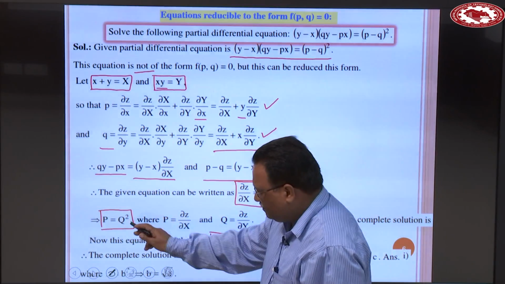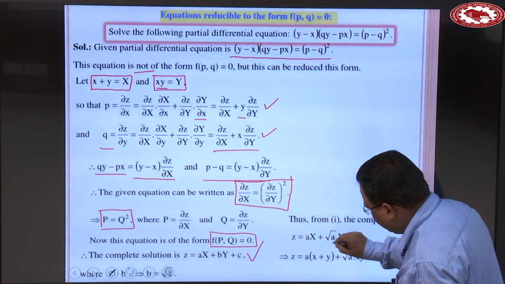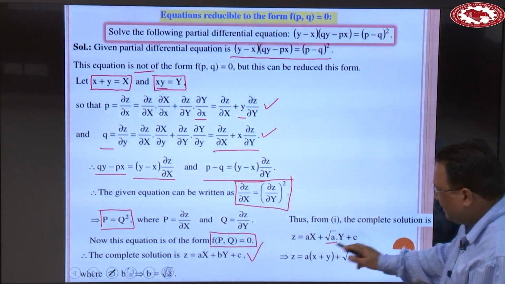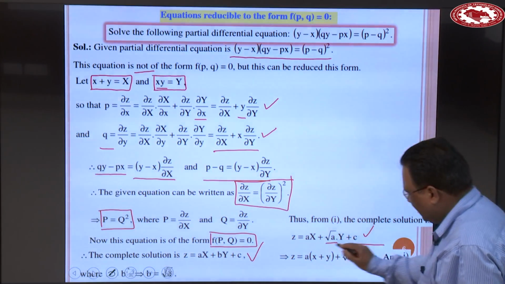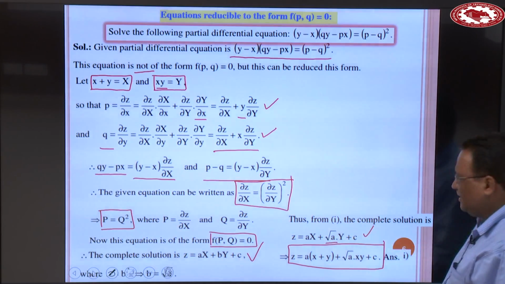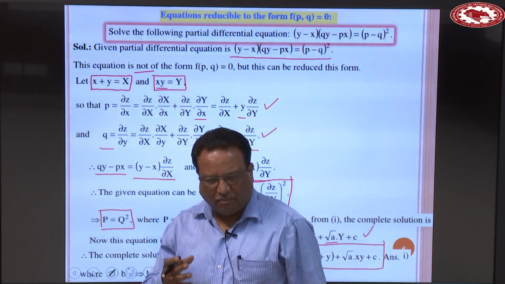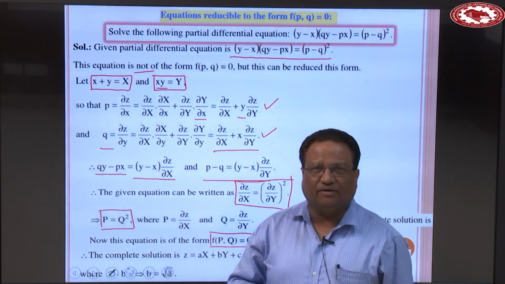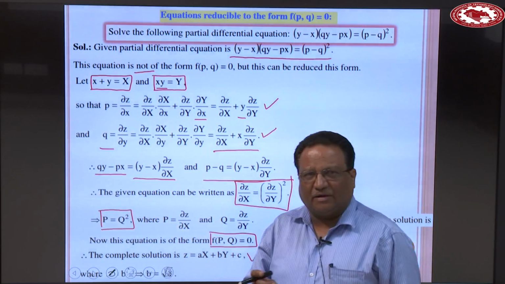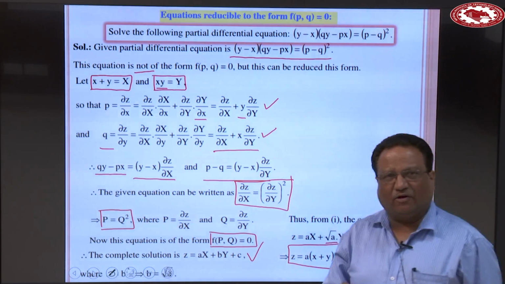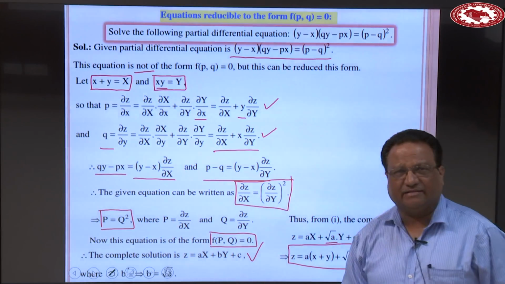So a is equal to b square, so b is under root a. Substitute the value under root a here, b as it is plus c. Clear? So simply solve and you will get the solution. In this way, by proper substitution, you can reduce a few complicated problems of non-linear partial differential equation to this standard form, which can be easily solvable.